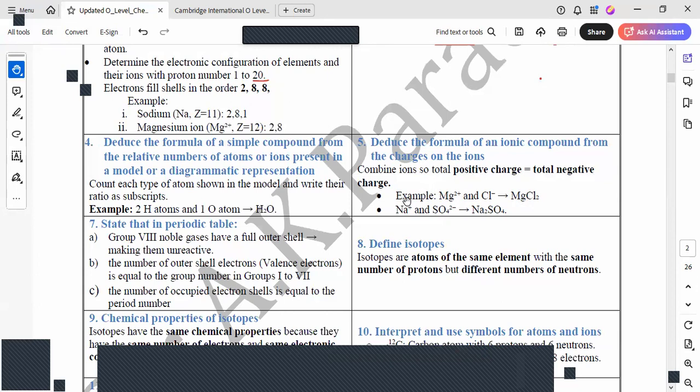There is another example, sodium sulfate, in which the sulfate ion has a charge of -2. So two sodium ions, each having a charge of +1, will be used in order to balance the total negative charge.